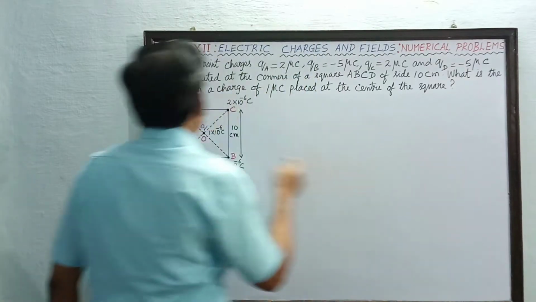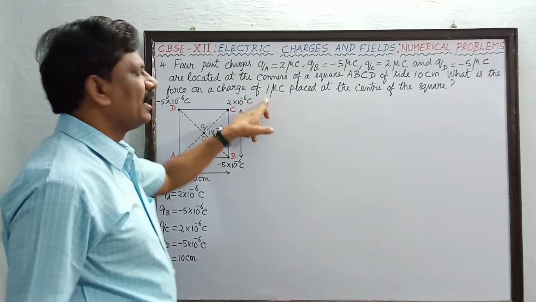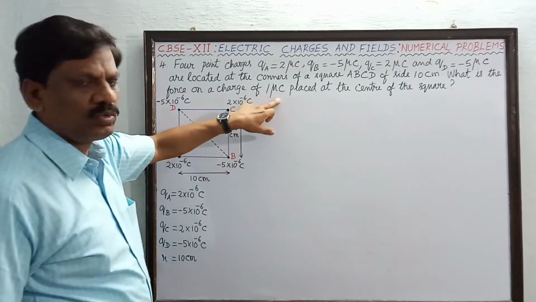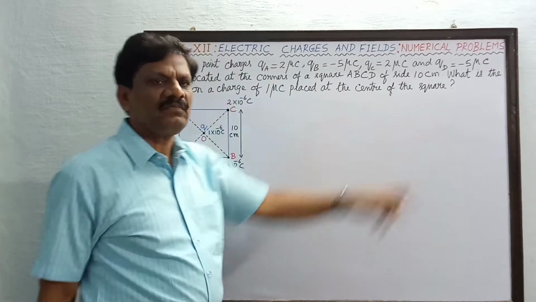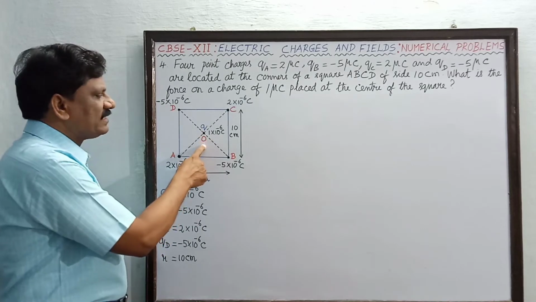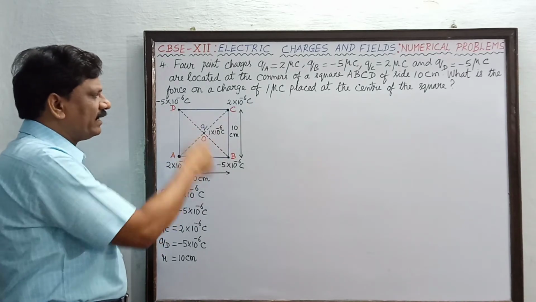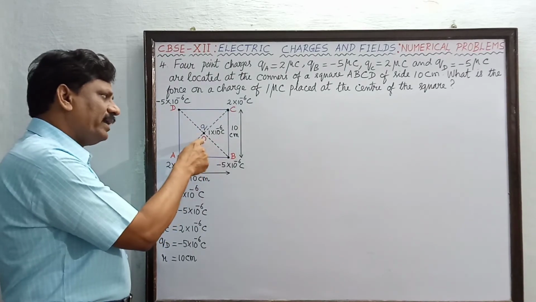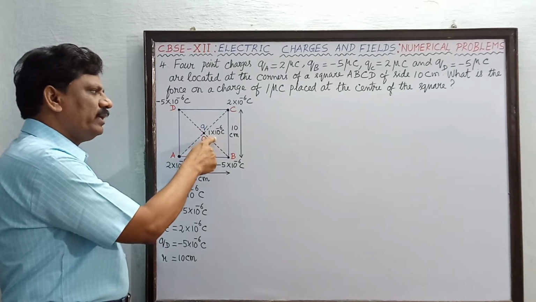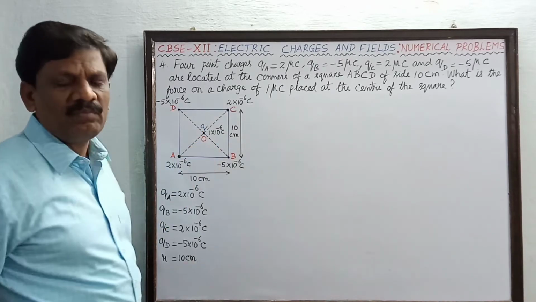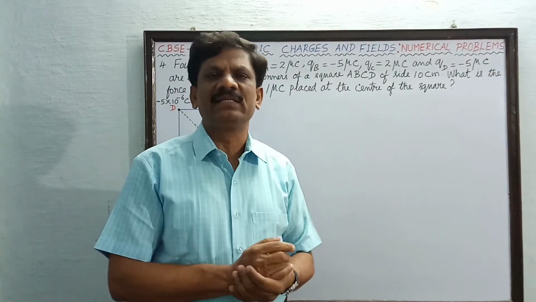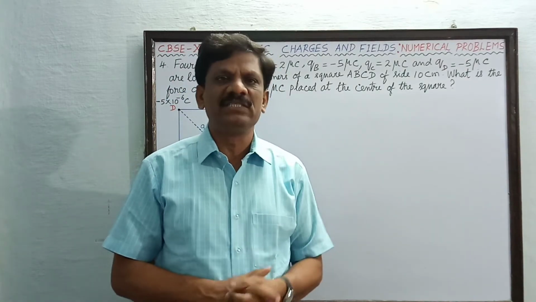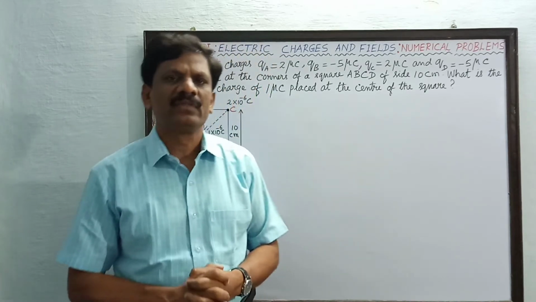What is the force on another charge of 1 microcoulomb placed at the center of the square? You can see here O is the center of the square where the two diagonals are meeting. At this point O, another charge Q equal to 1 microcoulomb is placed. So the charge located at the center of the square is a positive charge of 1 microcoulomb.